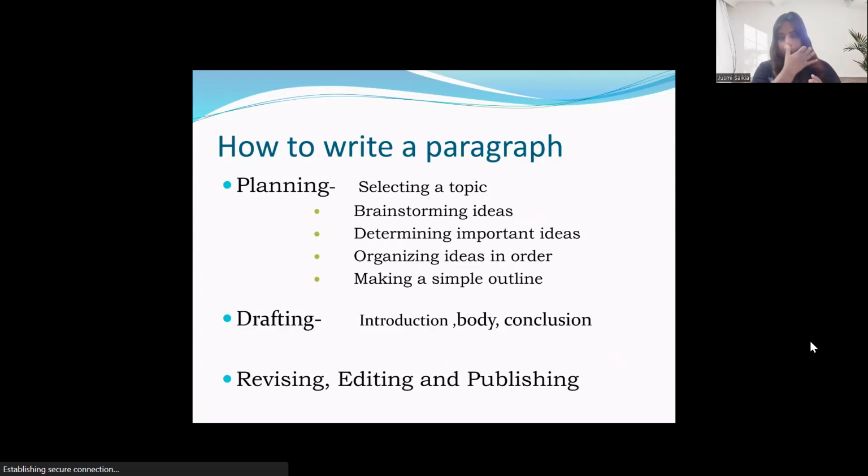Now, always remember how to write a paragraph. There are a few things we have to remember if you're writing a paragraph, that is planning. First, you have to select a topic, like on what do you want to write the paragraph. Next, you have to brainstorm different ideas. In the sense, you have to keep thinking about what are the things connected to that idea. Okay. And determining important ideas. Out of them, which ideas or which points you think is very, very relevant or very, very important.